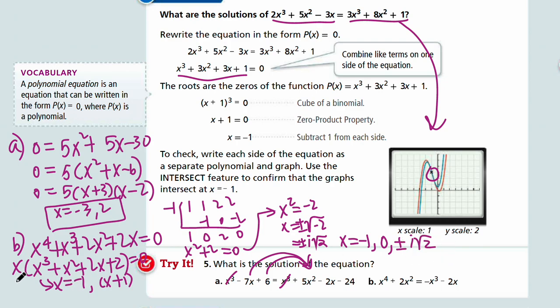Don't forget the 0 from this one. x is equal to 0. Okay, so those are the solutions for Try Number 5, A and B. These are just a few examples of how to solve polynomial equations. We'll continue looking at how to solve a polynomial inequality by graphing in the next example.